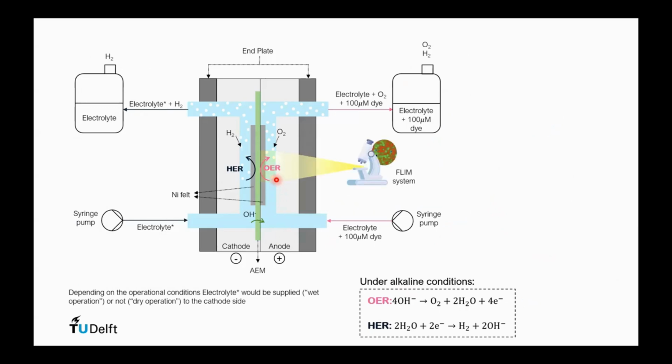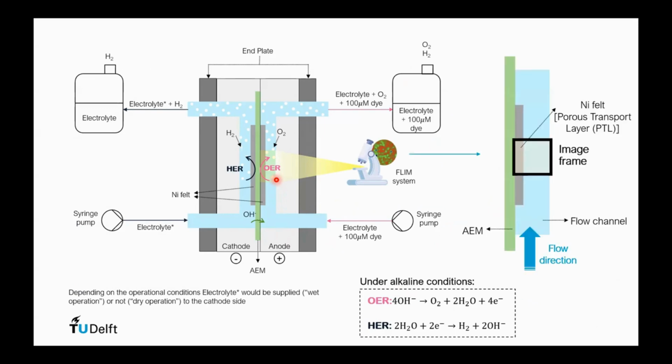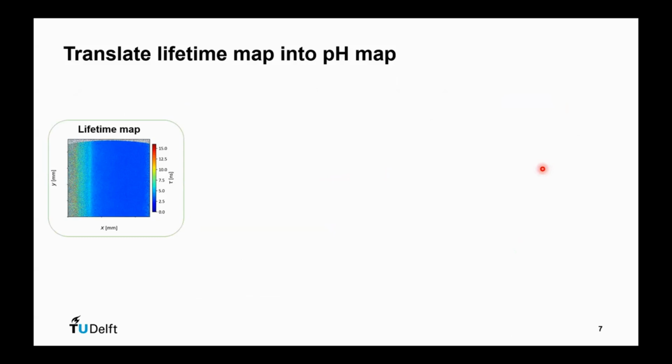With FLIM, the image that we got from it will look something like this. I'm going to show the results, but first I wanted to say that on the left side, we will see the nickel felt, which is our porous transport layer, but it also works as the catalyst. And then we will also see the flow channel next to it. But what we are interested in is the pH map, while what we get from the camera is a lifetime map.